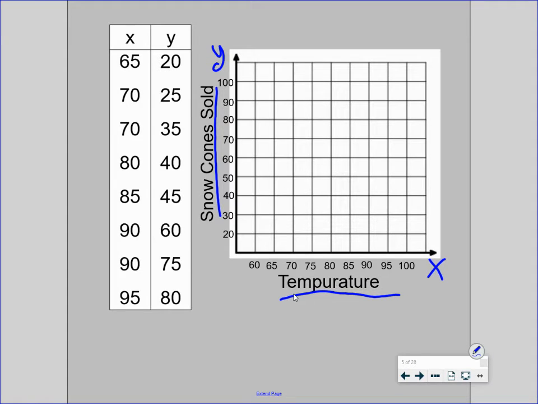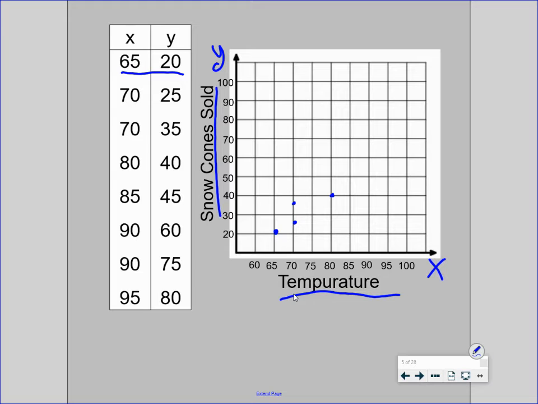So we're going to go ahead and create the scatter plot by graphing these points. We're going to graph this 65 and 20. So the day it was 65 degrees, they sold 20 snow cones. When it was 70 degrees, on a day they sold 25. That would be about right there. On another day it was 70, they sold 35. Then there's a day that was 80, they sold 40.